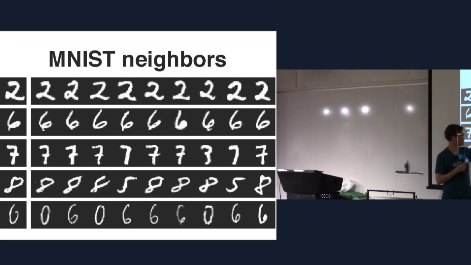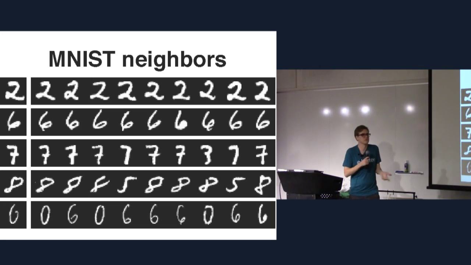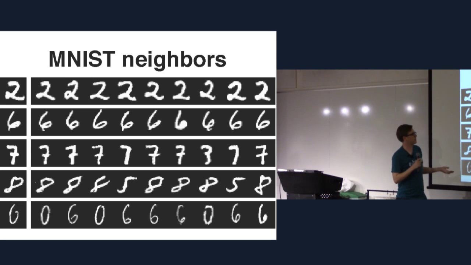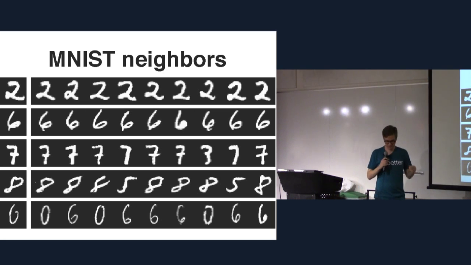Like this is an 8, but we're finding a 5. And we're kind of mixing up the 6s and 0s. But they're visually the same, right? And that's the point. So we effectively built an image search engine in this super small space of 28 by 28 pixels, right?